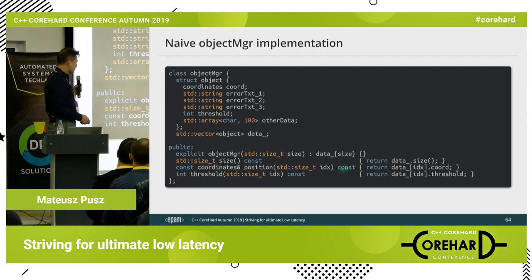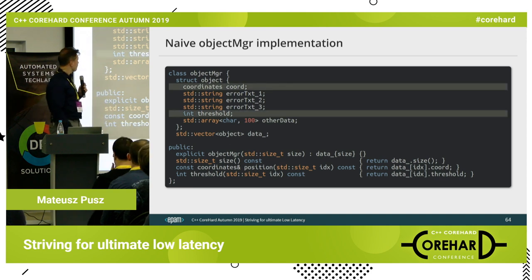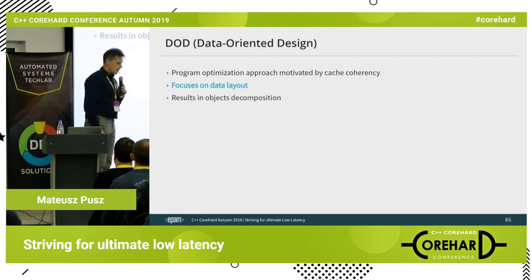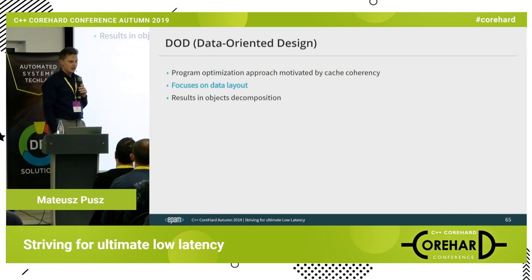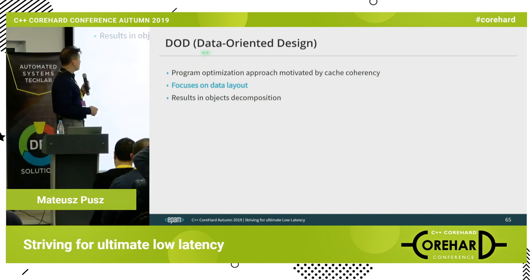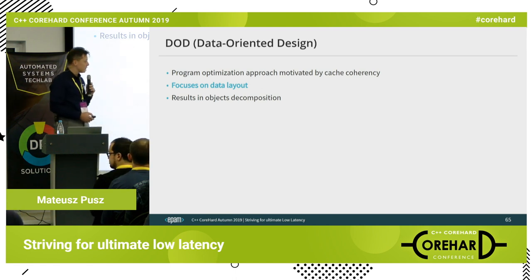So if you want to get this position and threshold, you are just getting the index of the object and getting coordinates and threshold, which again makes a really unfriendly access pattern here. So with data-oriented design, there were quite a few talks about it, really nice ones. Mike Acton provided one on CppCon a few years ago. I really recommend you going there and listening to it. This is the design that focuses on the data layout and results in many cases in object decomposition, which actually makes it harder to design and maintain, but it makes it much, much faster.